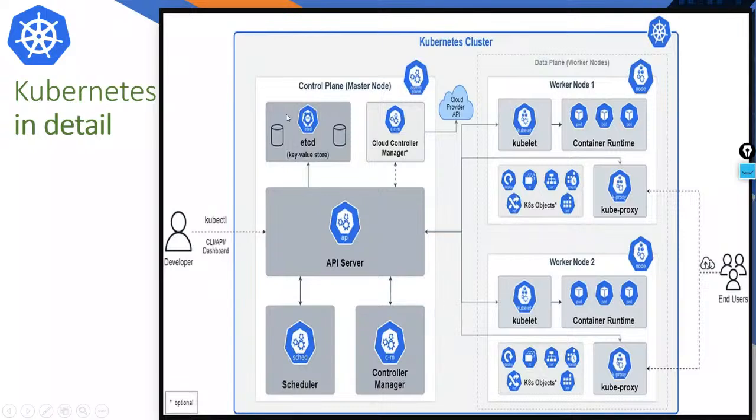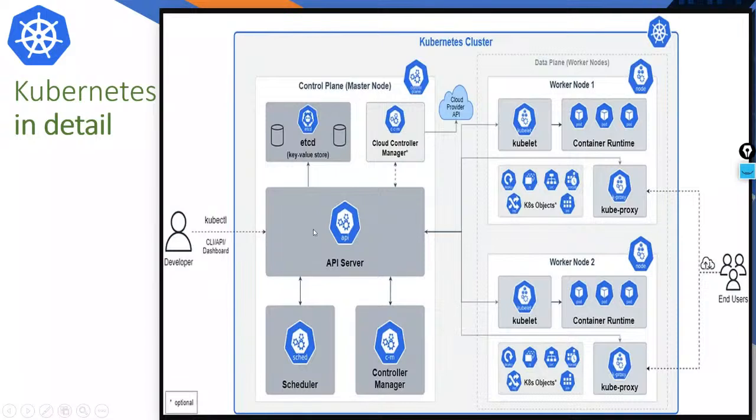Okay, there is a master-slave architecture. What is the master? This is the control plane. It is called a master node. So think that in this cluster, there is one server called master, and there are two servers called worker nodes in the same cluster. So this is the control plane.